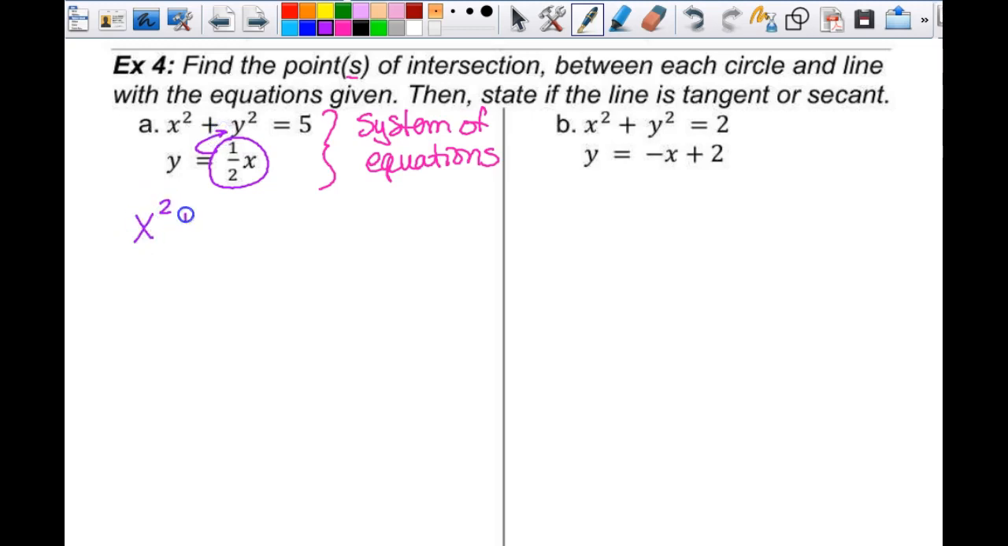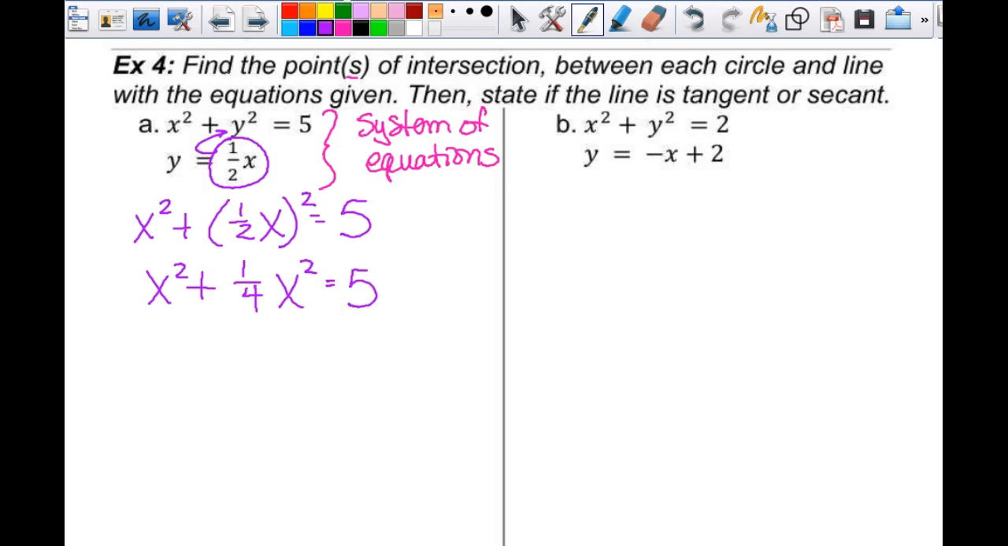So this is going to give me x squared plus (1/2 x) squared equals 5. Are those parentheses important? Yes. Okay. So this becomes x squared plus what? What's 1/2 squared? It is 1/2 times 1/2, which is 1/4. Good golly. x squared plus 1/4 x squared equals 5. You don't need the parentheses anymore because you've already used them.